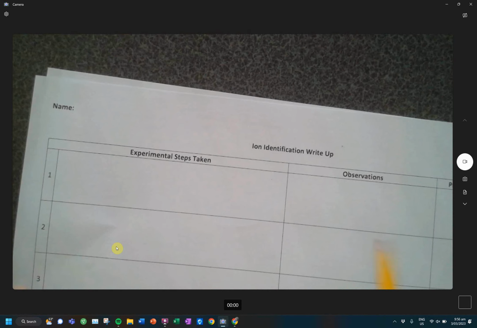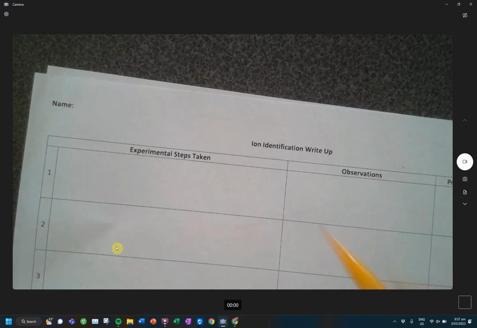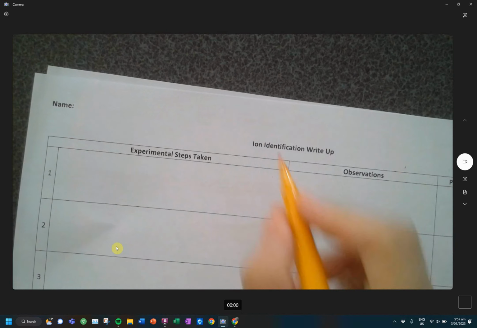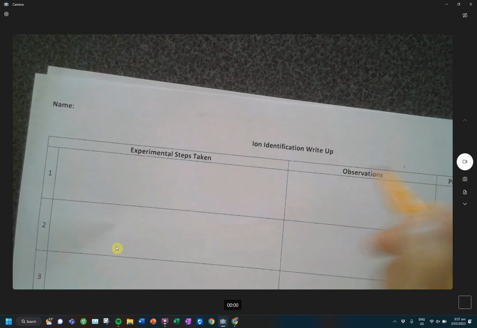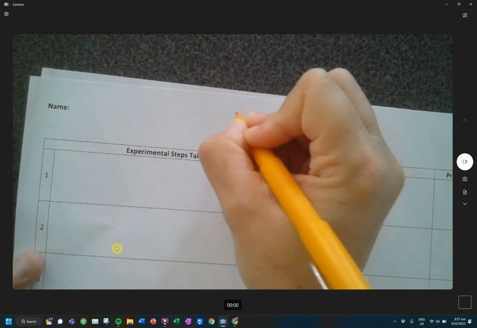Rightio. So, in order to help keep track of the various ions that I'm identifying, I'm going to write at the top, this is your teacher example. When you're doing your unknowns, do unknown number 1, unknown number 2, unknown number 3, unknown number 4, so that way you're keeping track of which ones you've done. All right, so this is the teacher cation example.